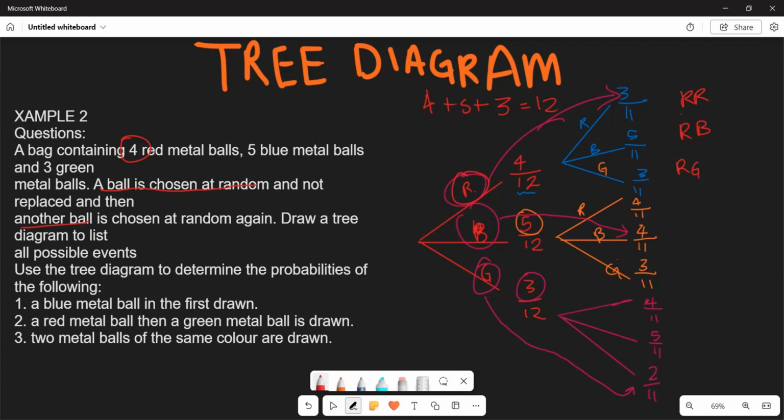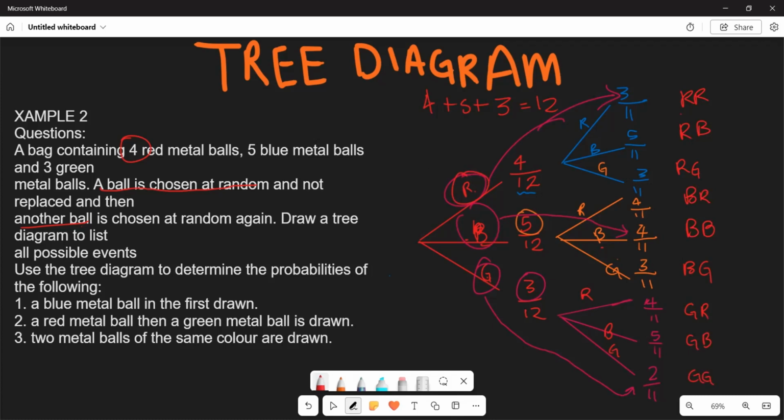And then again, for the first one, it's going to be blue and red. The second one is going to be blue and blue. And now the third one will be blue and green. Isn't it so? And when you go to the other one, it's going to be green. Remember here, it's also red, blue, and green. So the first one is going to be green and red. The other one is going to be green and blue. And the last one is going to be green and green altogether.